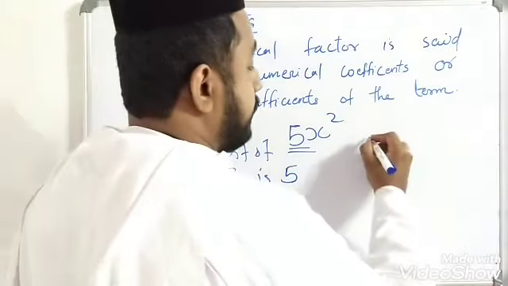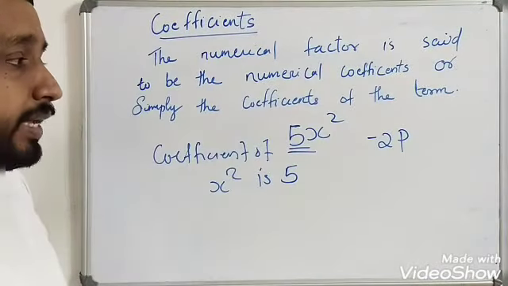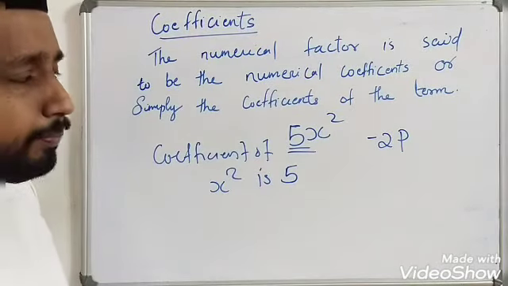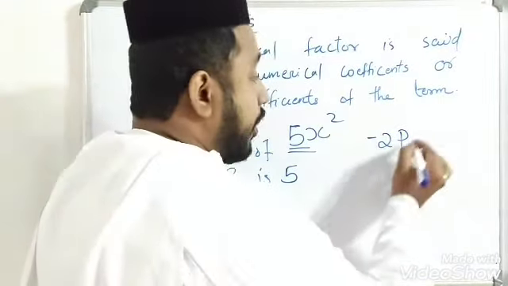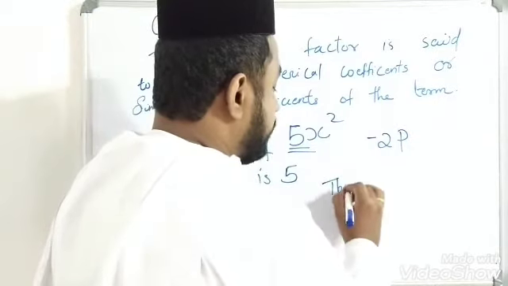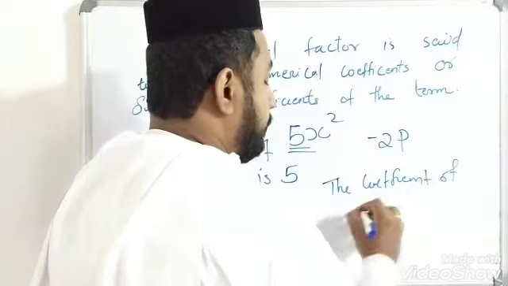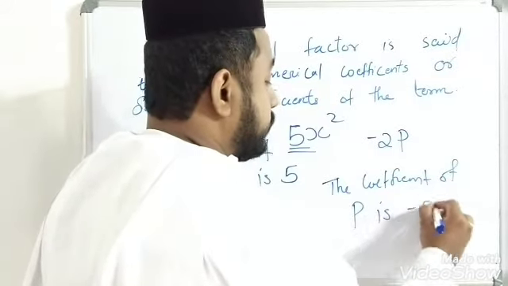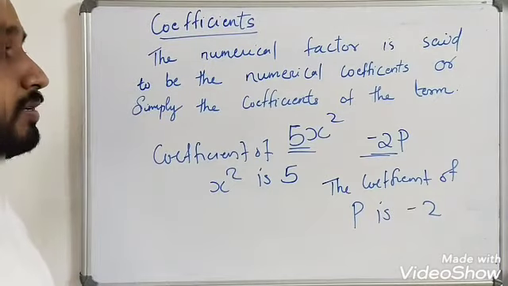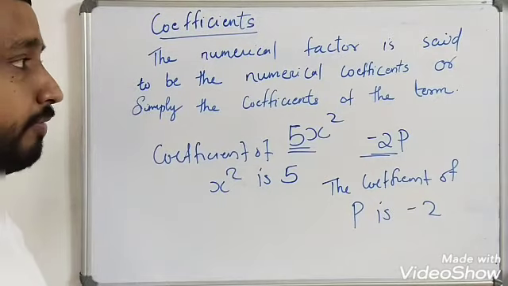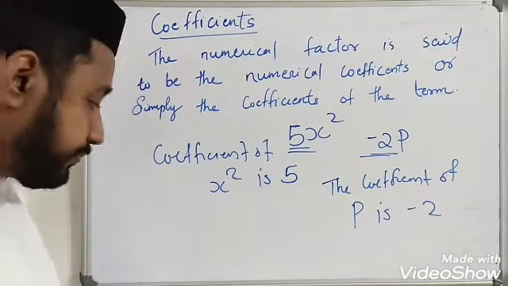Then another example, minus 2p, which is an algebraic expression. Here p, then minus 2. We say that the coefficient of p is minus 2. That is the numerical coefficient. Numerical factor is known as the numerical coefficient or simply the coefficient of the term. So minus 2 is the coefficient of p.